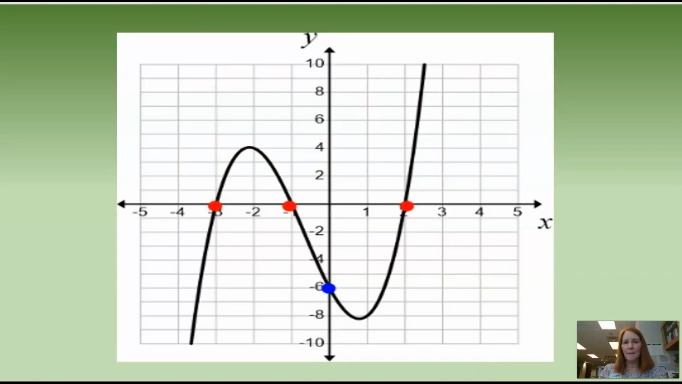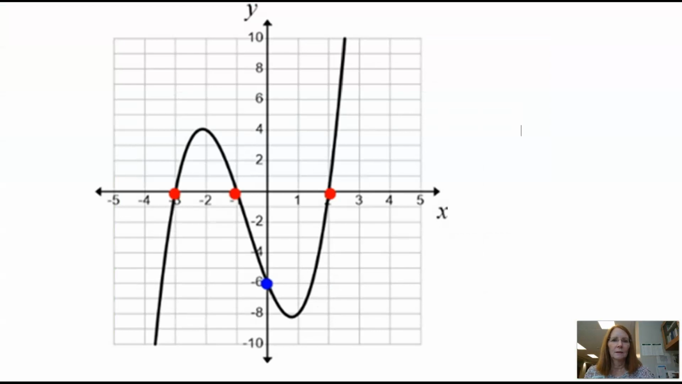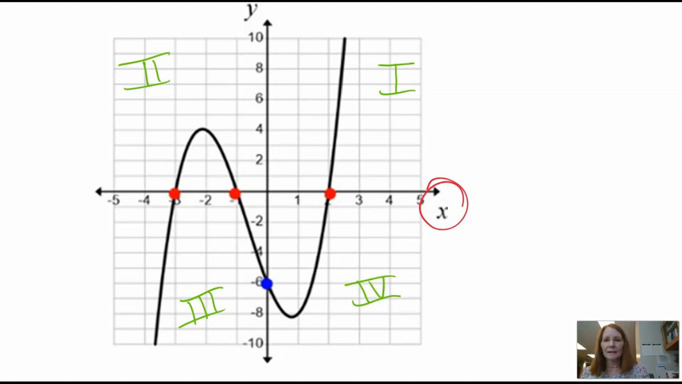Let's do a little bit of math. Looking at this graph, there are some things probably that you recognize. I see some red dots and a blue dot, and I see the scale on the axes. You can maybe remember that this is quadrant 1, this is quadrant 2, this is quadrant 3, and this is quadrant 4, and we have the x-axis and the y-axis.